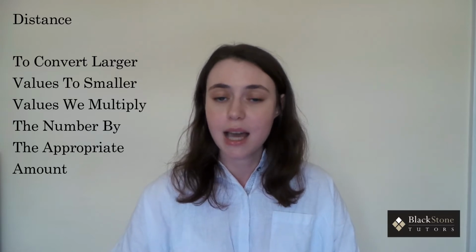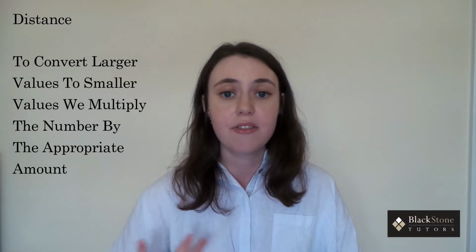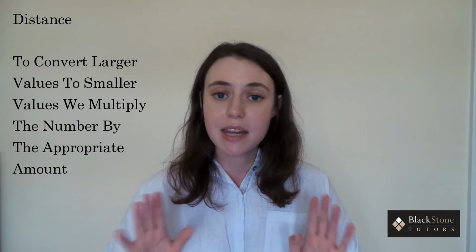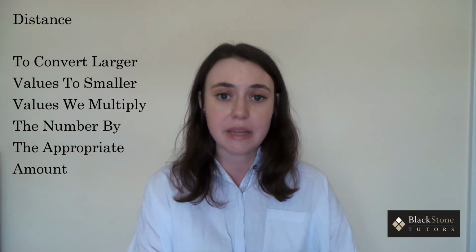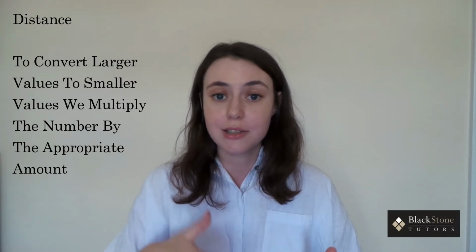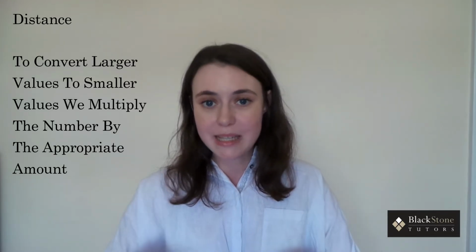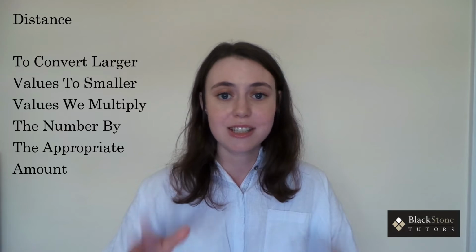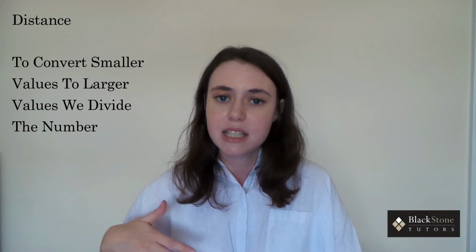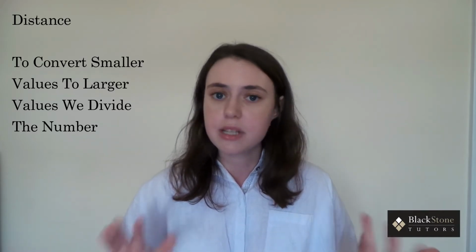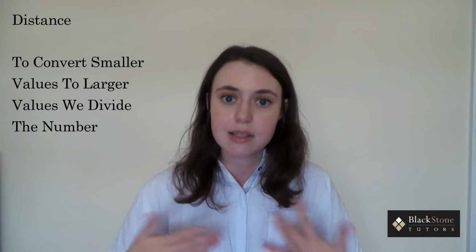So let's say we have 400 meters and we need to convert that into centimeters. That initial conversion is that 1 meter is equal to 100 centimeters. So if we've got 400 lots of 1 meter, then we've got 400 times 100 centimeters, which is 40,000 centimeters. And then to convert centimeters to meters, we do the opposite. So we divide by 100 based on those same principles.